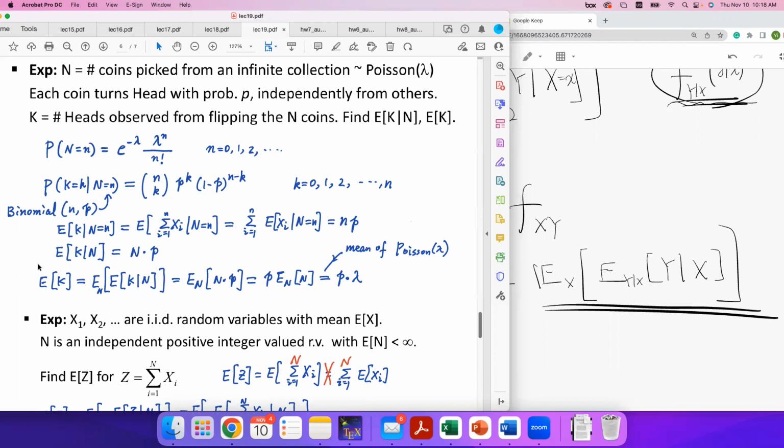So the overall idea is to observe that K depends on N. So to compute the expectation of K, we first consider condition on N, and then take the expectation over the randomness of N.